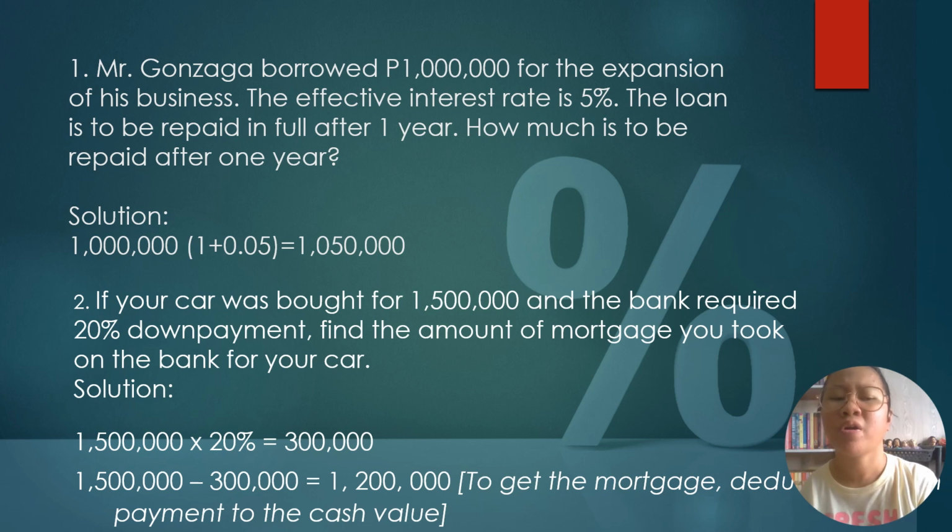Number 2: If your car was bought for 1,500,000 and the bank required a 20% down payment, find the amount of mortgage you took from the bank for your car. First thing to do is to compute the down payment. 1,500,000 times 20% is equal to 300,000. 1,500,000 minus 300,000 is equal to 1,200,000. To get the mortgage, deduct the down payment from the cash value.